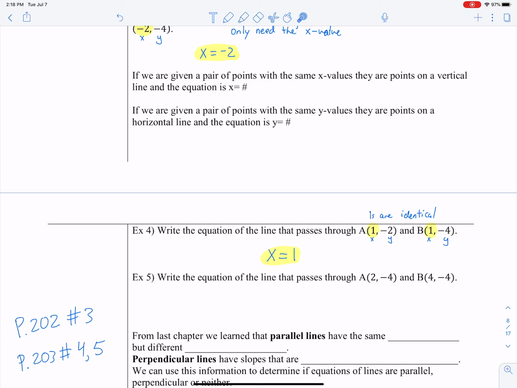This next one, we have 2, -4, 4, -4. So in this one, our -4s are identical. That's our y. So we're going to have y is equal to -4. Okay, so very little calculating needed to do this. You just have to notice that the x's are identical or the y's are identical.